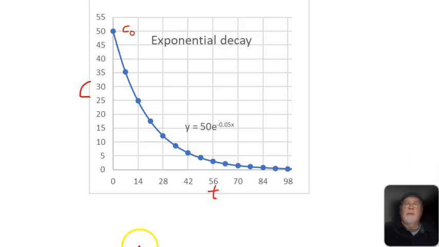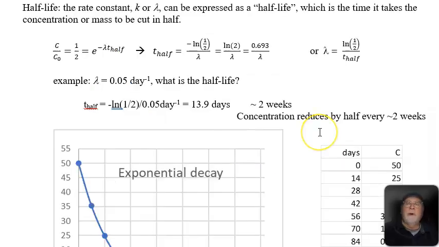So this equation, by the way, is that C equals a C0 of 50 times e to the minus K, or lambda, 0.05 times T. If I say the K, or the lambda, is 0.05 days to the minus 1, do you have a feel for how fast that is? Not really. So a lot of times we express first order rate coefficients as half-lives.